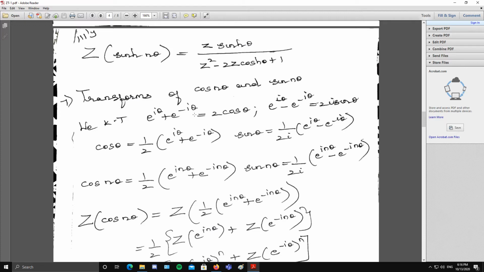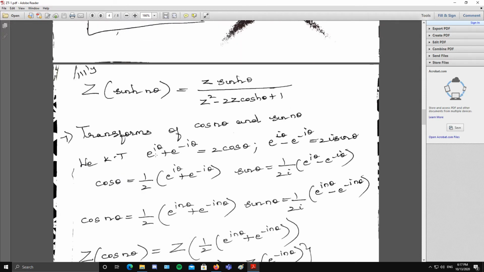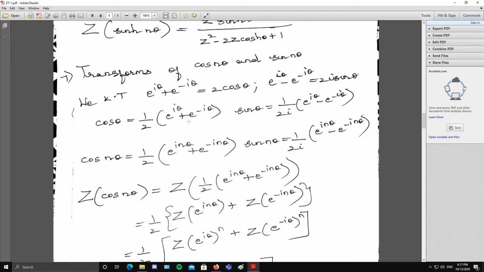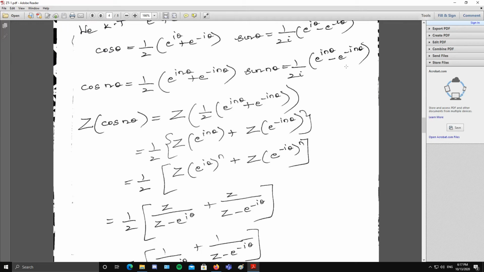It is similar to what you did for cos h n theta and sin h n theta. So remember, e power i theta plus e power minus i theta is 2 cos theta. E power i theta minus e power minus i theta is 2i sin theta. So what is cos theta? Half of e power i theta plus e power minus i theta. What is sin theta? 1 by 2i of e power i theta minus e power minus i theta. So if you replace theta by n theta, half of e power i n theta plus e power minus i n theta, and here 1 by 2i of e power i n theta minus e power minus i n theta.